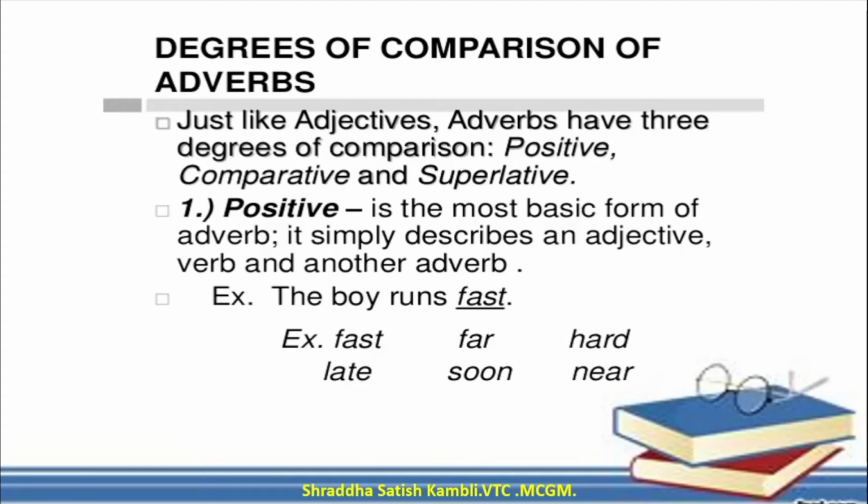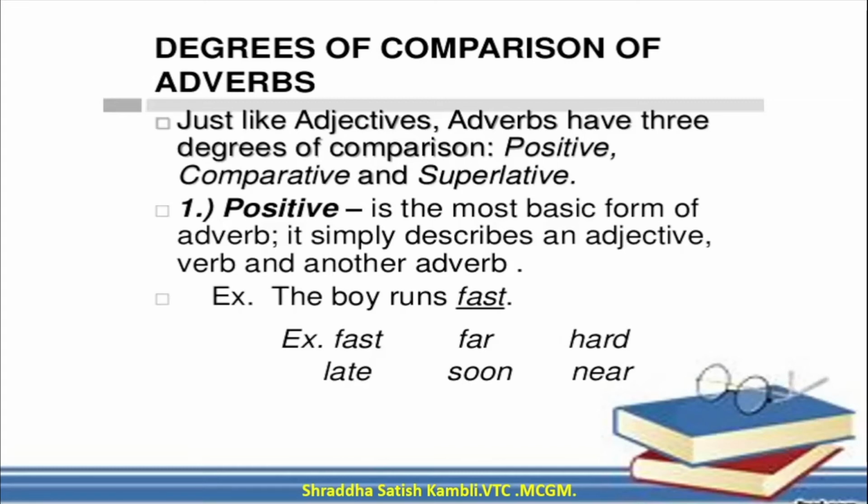So the boy runs fast. So how many boys are there in the picture here? Just one boy. And the boy is running fast. Okay. So run is the verb here, and fast is describing how the boy runs. When there are more than one boy, then we will move on to the other degree of comparison.